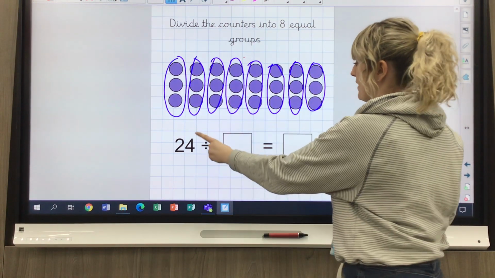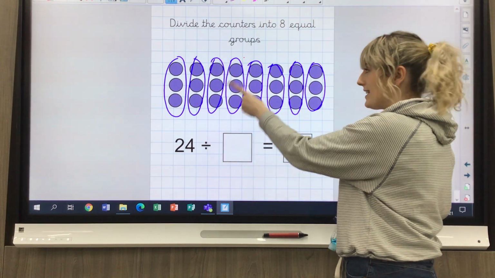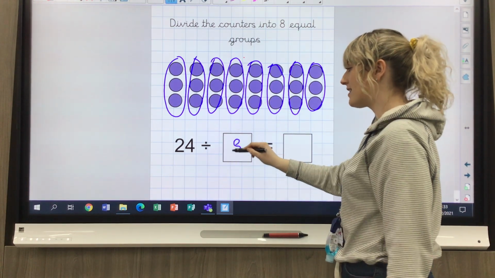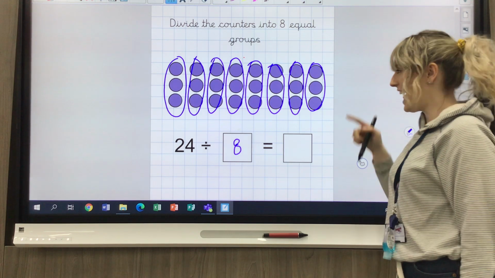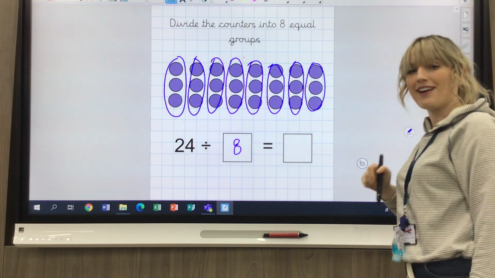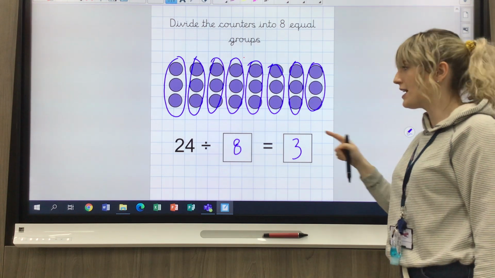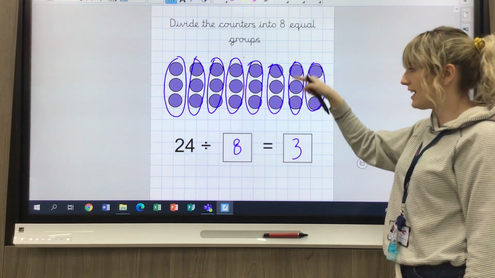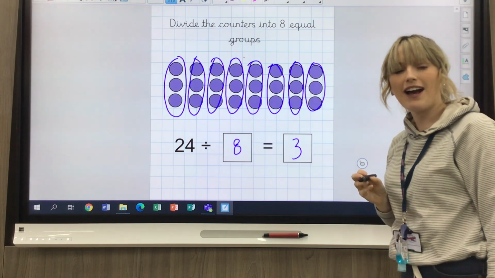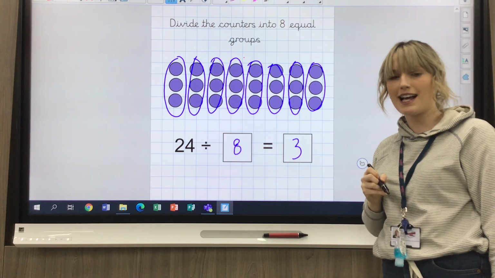So 24 divided by 8 equals, how many's in each group? Well done. You know the answer's 3, because there's 3 in each group. Okay, so have a look at the picture and see how it might help you.